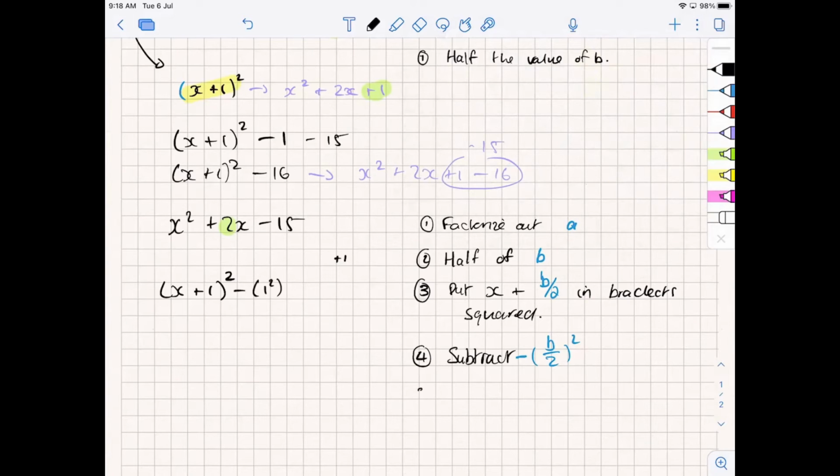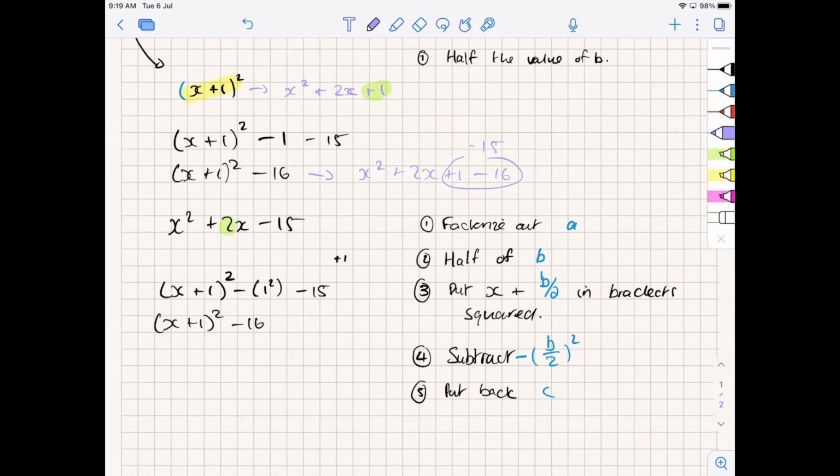And step number 5 is put back your constant term. So put back c, because we've forgotten about c. It's just disappeared for a while. Okay, so put back c. And in my example, c was just negative 15. And all I have left to do is just tidy things up. So I'm going to have x plus 1 squared, take away 16, and there I have it in completed square form.